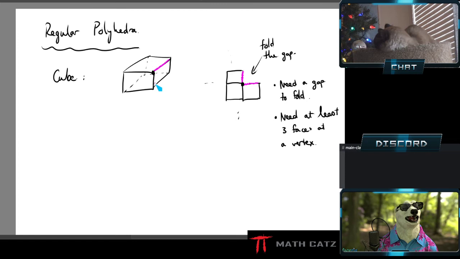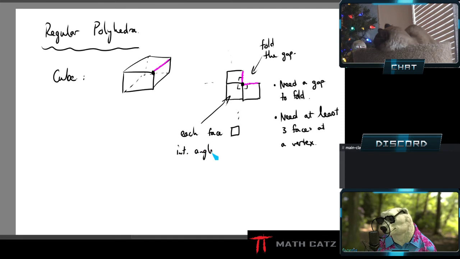The cube has three square faces coming together at a vertex. And in this case, each face is a square. Now, the interior angles here are all 90 degrees. So in the net around this vertex, I have three of these angles coming together. Because every vertex is exactly the same in my cube, I can just look at any one of them. Around the vertex, I have three angles of 90 degrees, so a total of 270 degrees.